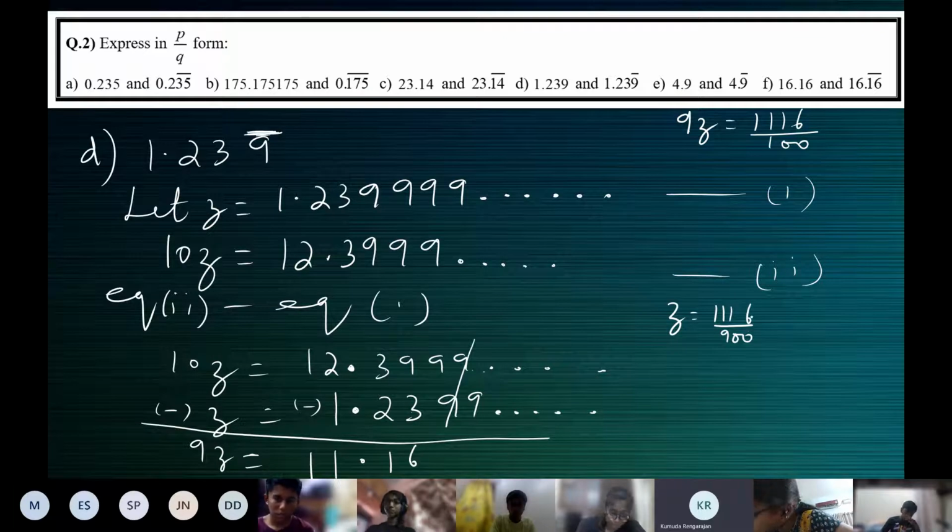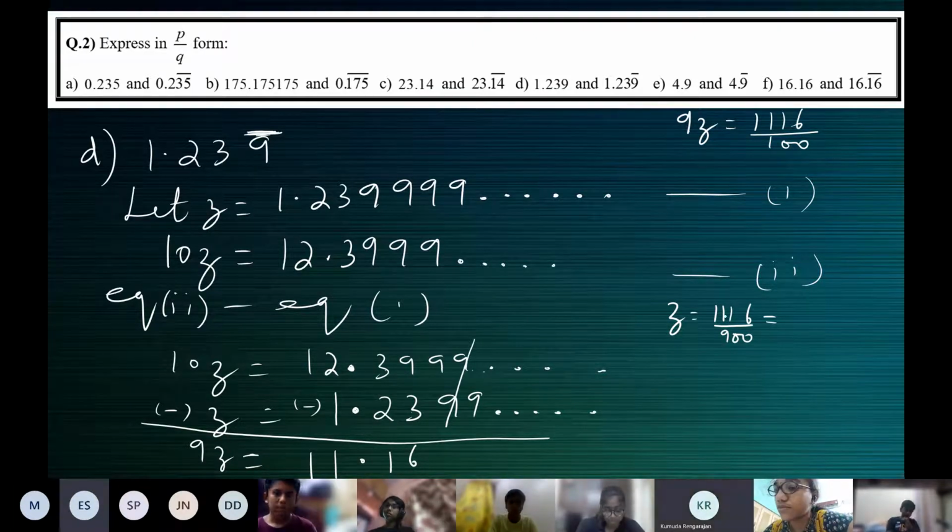Now you can use the test of divisibility. The test of divisibility for 3 is if the sum of the digits of the number is divisible by 3, then the whole number is divisible by 3. So see here, 1 plus 1 is 2, 2 plus 1 is 3, 3 plus 6 is 9. So this numerator is divisible by 3. Go down to 4th standard, use the test of divisibility. So this number is divisible by 3. Is it divisible by 9? It is divisible by 9.